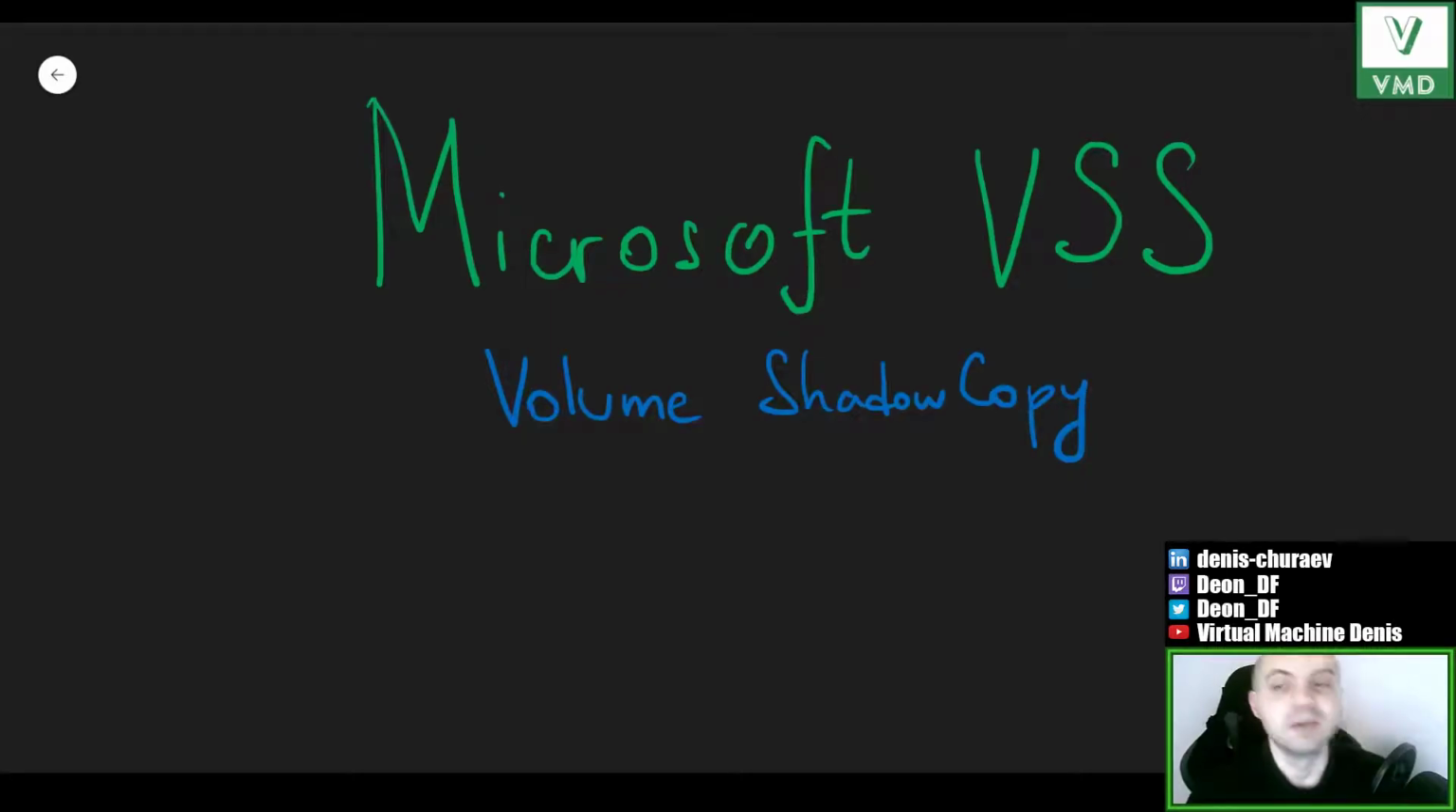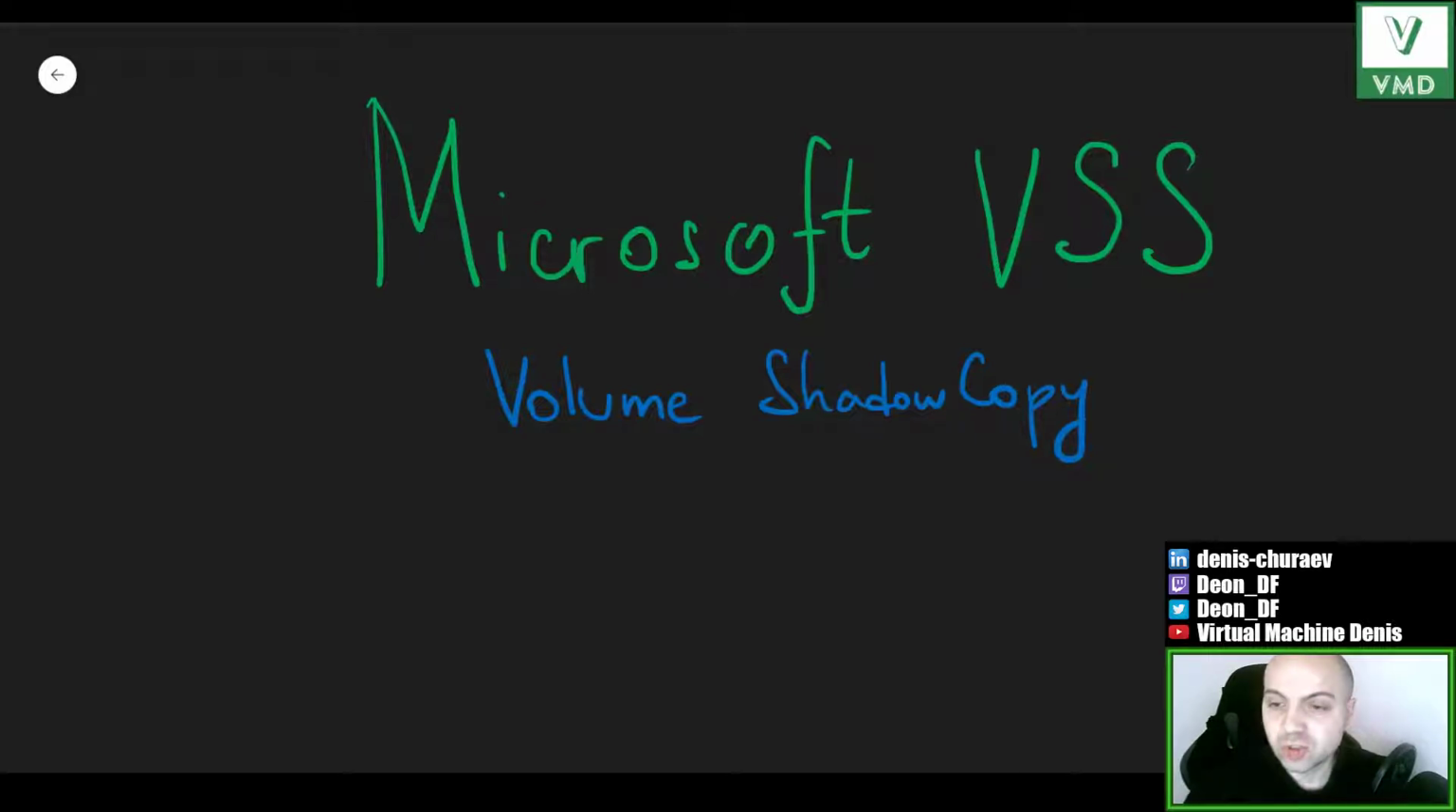Hello Internet, welcome to my video about Microsoft VSS, Volume Shadow Copy Service. This is a functionality that supports most application-aware backup applications on Windows, and it is also part of Windows backup and restore points. Let's get on with it.